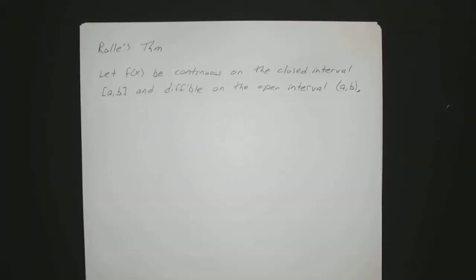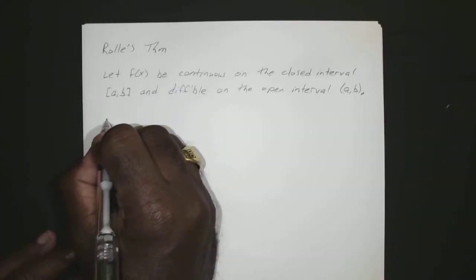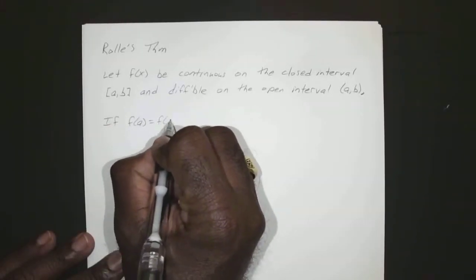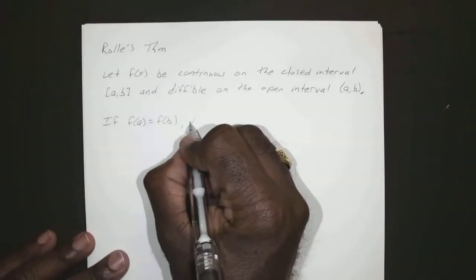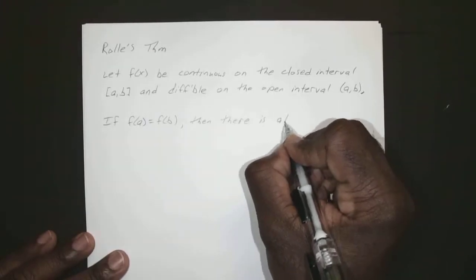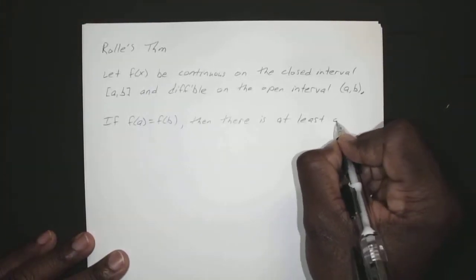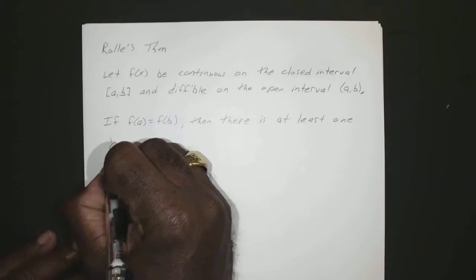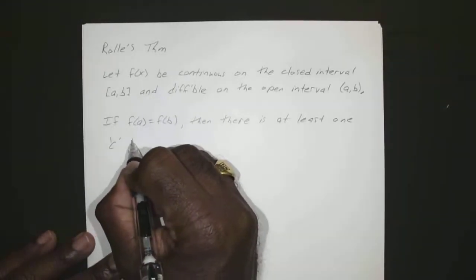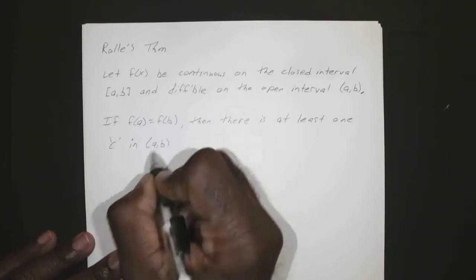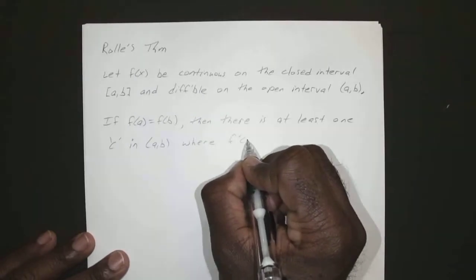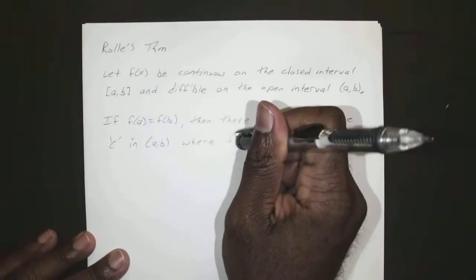Okay. So if those two things are met, we can pretty much say that if f of a equals f of b, then there is at least one value of c in that interval of a and b where f prime of c equals 0. Oh, clean that up a little bit.